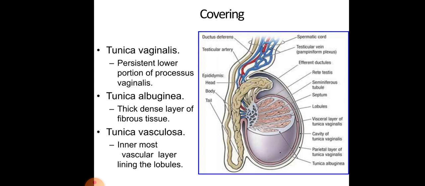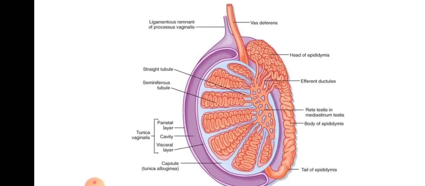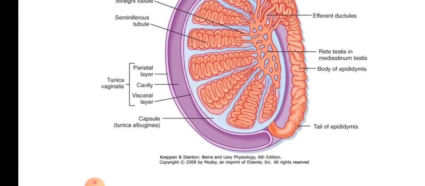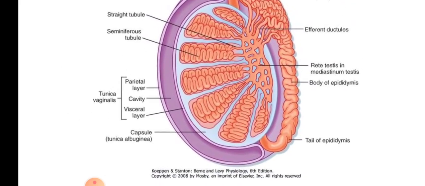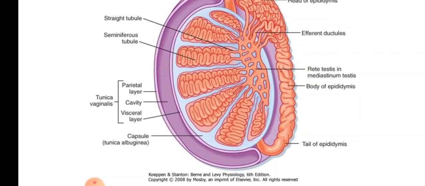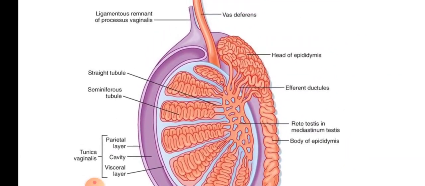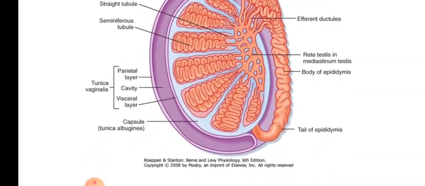Now the coverings of the testes include tunica vaginalis, which is the persistent lower portion of the processus vaginalis. Tunica albuginea, it is the thick, dense layer of fibrous tissue. And then innermost is the tunica vasculosa, which is the vascular layer. So here we can see the different layers, the tunica vaginalis, tunica albuginea. These are the different layers of the testis.